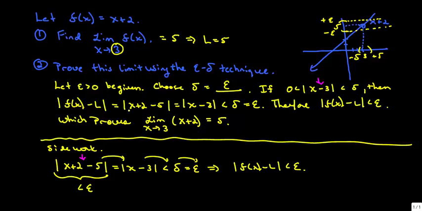Because we went through this work in these two lines right here, we end up getting the proof. And that's how you prove a limit using epsilon delta. Now this one was a fairly easy one because it was linear with a leading coefficient of 1. We'll try some more that are a little bit more advanced.